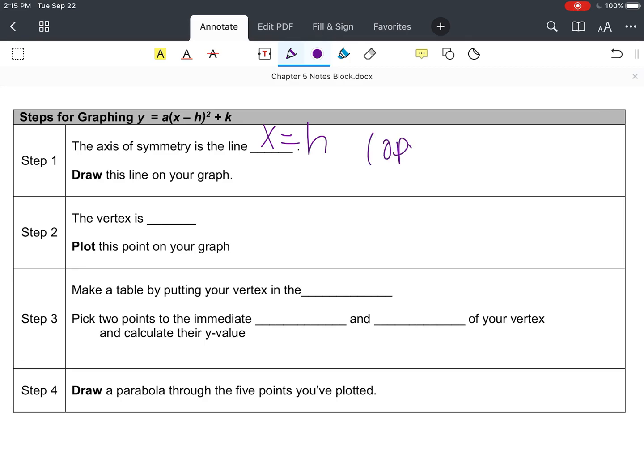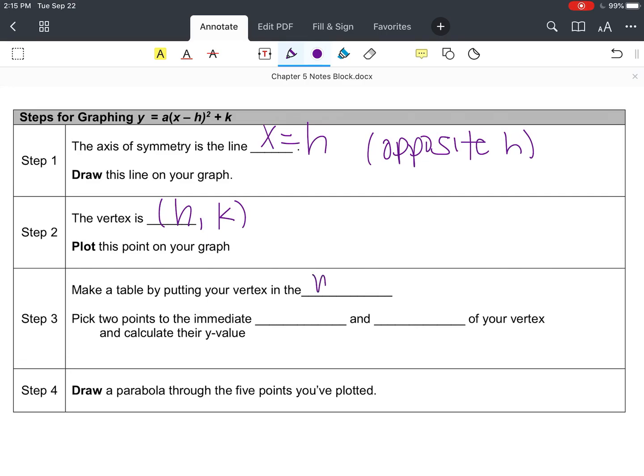And remember, it's technically the opposite of whatever h is in your parentheses. And you can draw that line on your graph. Your vertex is going to be, as I said, (h, k). So it's right there in your equation. You don't even need to look for it. You're going to plot that point on your graph.